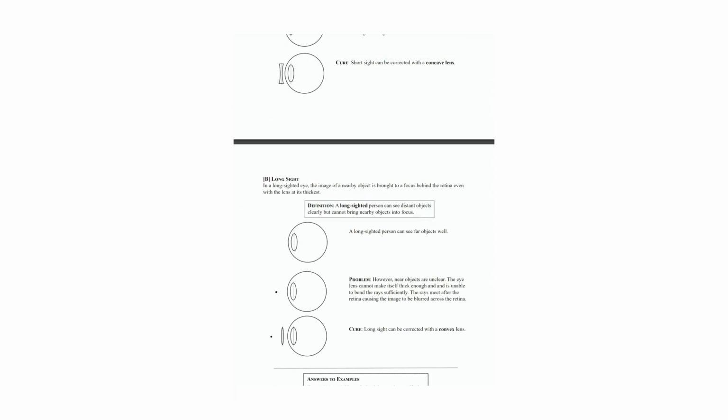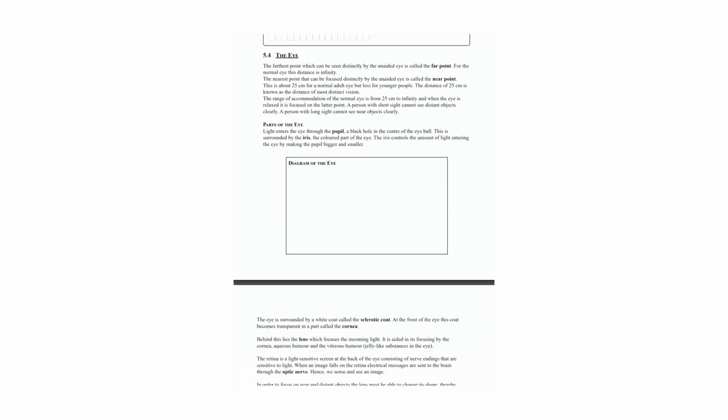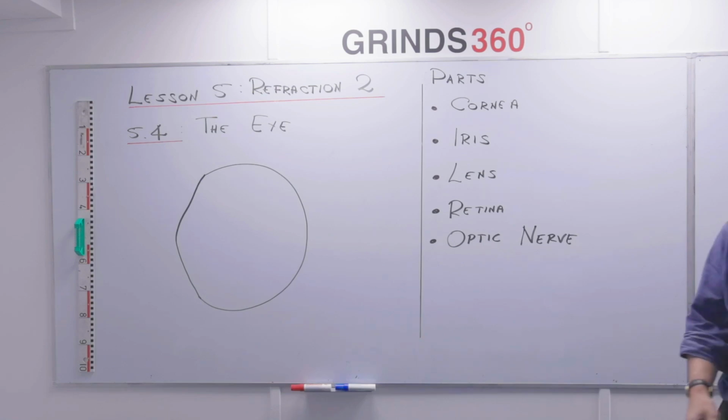So let's get to the eye, which is here. There's a space here for you to draw a diagram of the eye. Now, you're not going to draw the eye like a biologist will draw it with all that kind of detail, because all we really want to see are the optical aspects of the eye. So let's go to the board and have a look at it in detail.